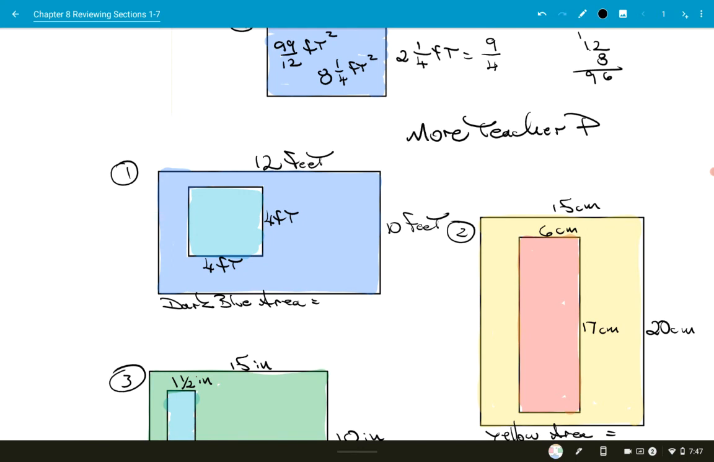That should be a more teacher problems. I don't know how I ended up erasing all that, but I did.